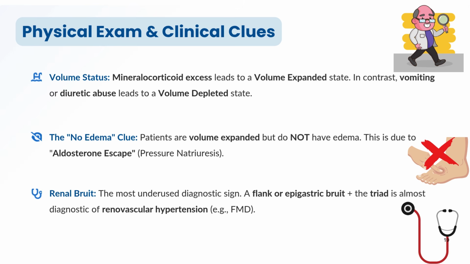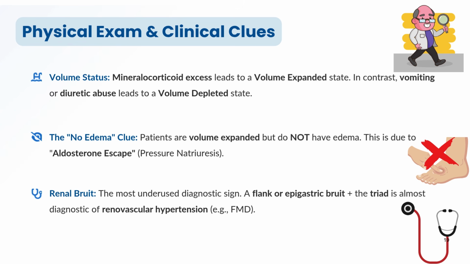In states of mineralocorticoid excess, patients are typically volume expanded. That's because aldosterone, or something like it, is driving sodium retention. In contrast, vomiting or diuretic abuse leads to a volume depleted state. This simple distinction can separate two completely different diagnostic pathways within seconds.